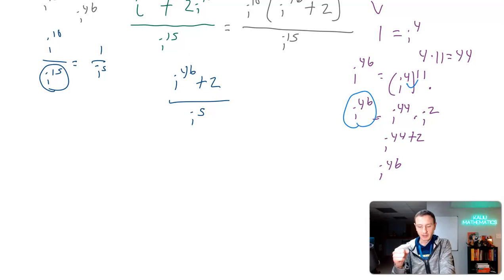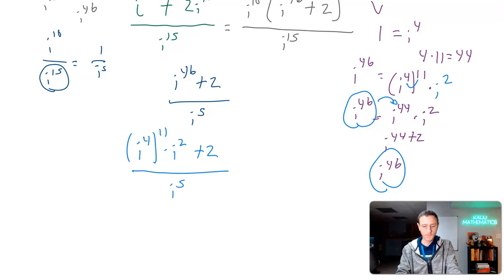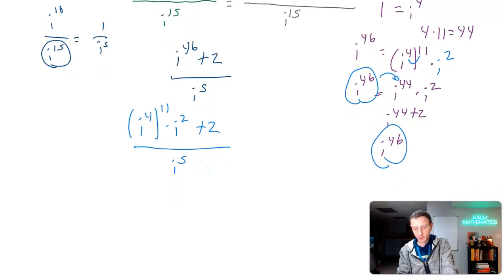But I'm trying to rewrite i to the 46th. So that's got to be i to the 44 times i to the second. So i to the 4th to the 11th times i to the second. And then that would give us back i to the 46th. So I have i to the 4th to the 11th times i squared plus 2 over i to the 5th. i to the 4th, just talked about that, is just 1. So this is 1 to the 11th times i squared plus 2.